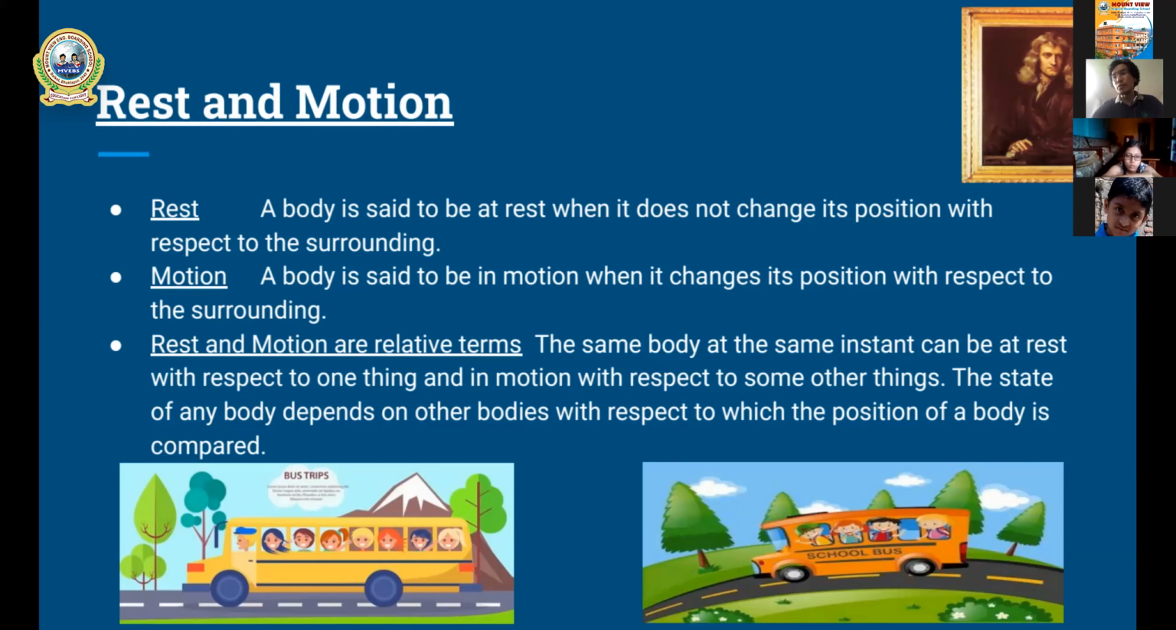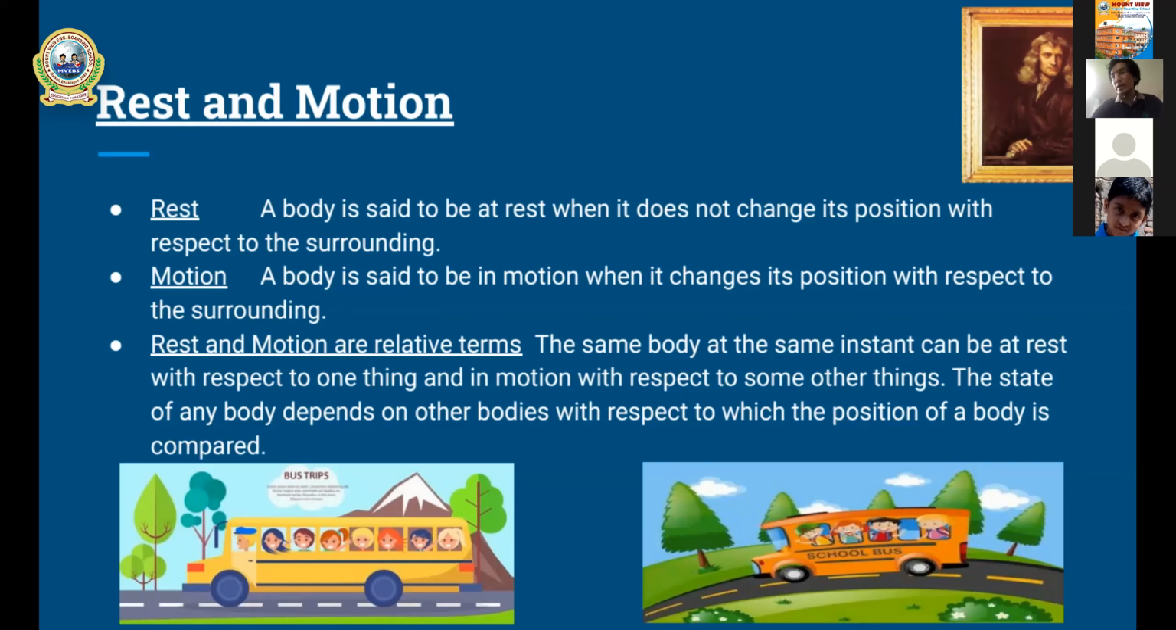And when we observe for a long time that the body does not change its position or state with respect to the surrounding, in the same place, the body is said to be in the state of rest. So when is a body said to be at rest? A body is said to be at rest when it does not change position with respect to the surrounding. The surrounding means the reference point. And when is a body said to be in motion? A body is said to be in motion when it changes its state with respect to the surrounding or reference point. And we know from class 8 that these two terms, rest and motion, are relative terms.